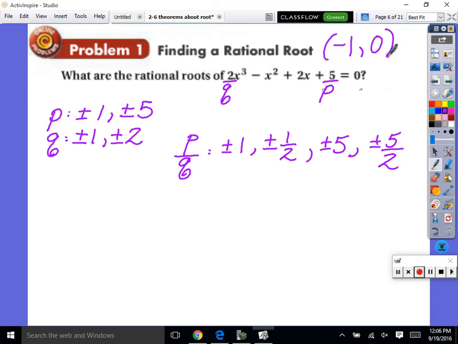So let's just start with 1. Here we go. Plug in 1 into your function. So you're going to do 2 times 1 cubed minus 1 squared plus 2 times 1 plus 5. You're testing it. Calculate it. The quicker you guys go, the quicker this is.